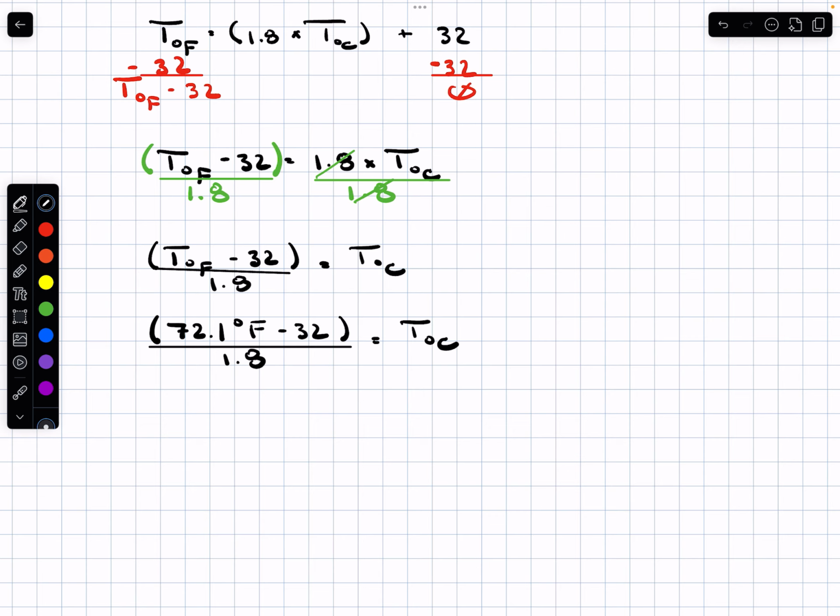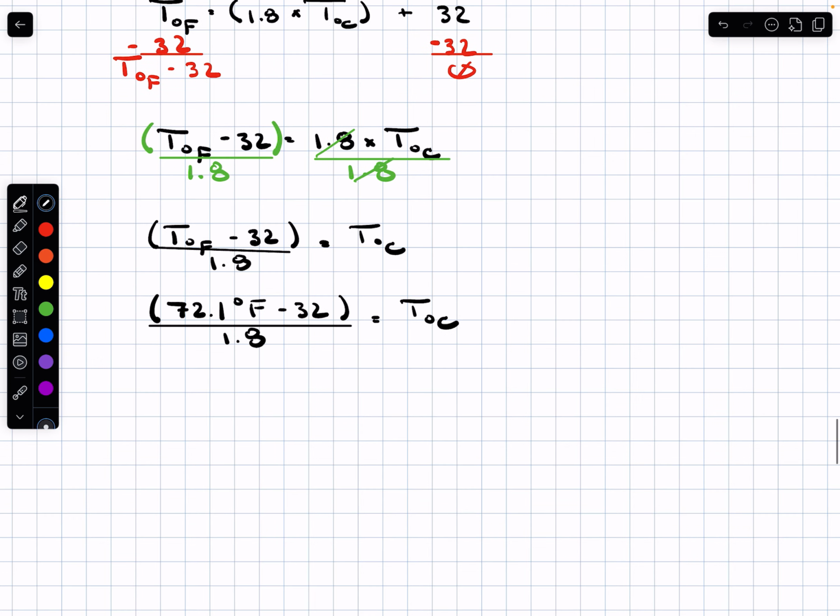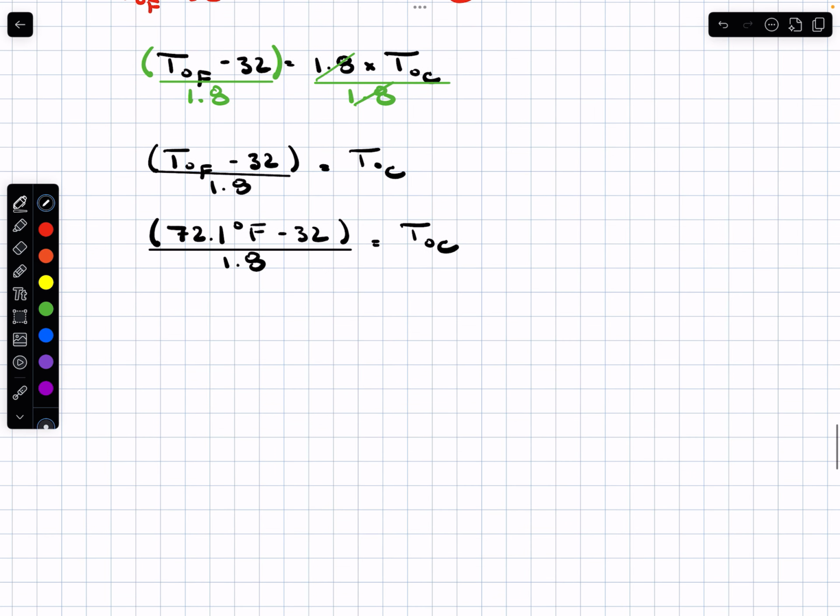And now we can use our order of operations to solve this. So we do parentheses first. So notice that this up here is in parentheses first. So we've got 72.1 minus 32. That's going to be 36.1. Whoops. 36.1 degrees Fahrenheit divided by 1.8. That's equal to my temperature in degrees Celsius.